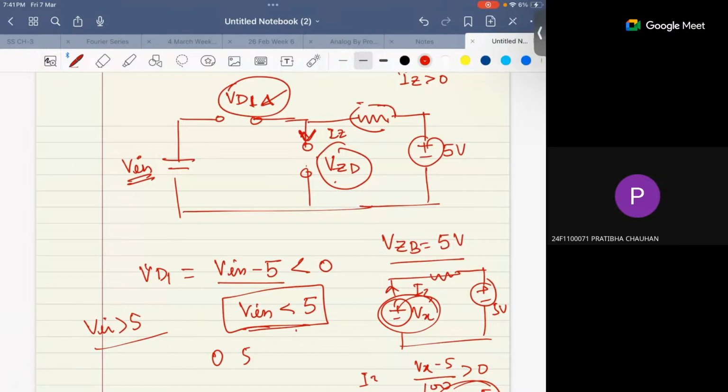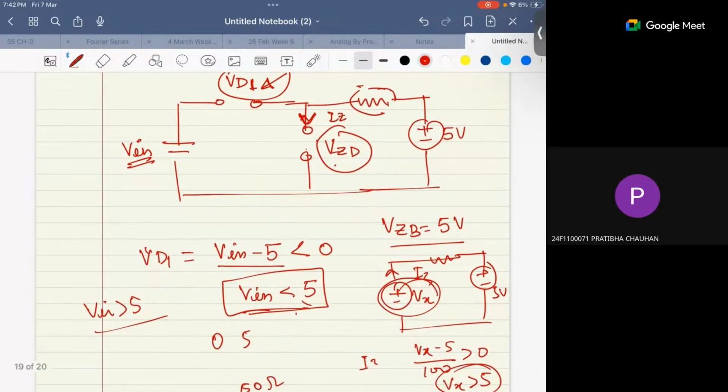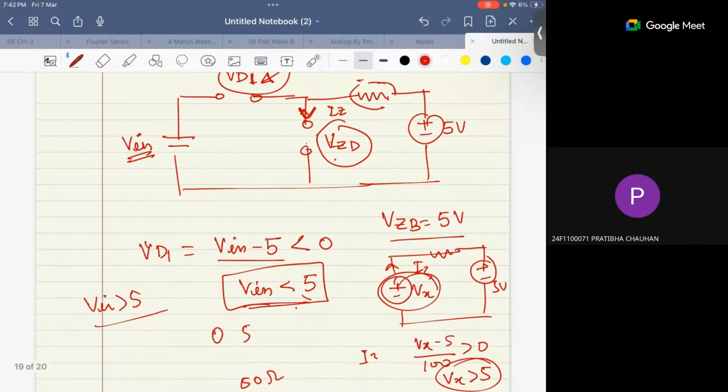Till which voltage? 5 volt. If V input is less than 5 volt, then we come to the conclusion that this will be in reverse bias. Now for a Zener diode, the potential across the Zener diode, VNP, should be greater than or equal to 5 volt. If it is greater than 5 volt, then it is working in reverse bias with breakdown. If it is less than that, then it is working in normal reverse bias. And one more thing, a current IG should also be going inside the Zener diode.